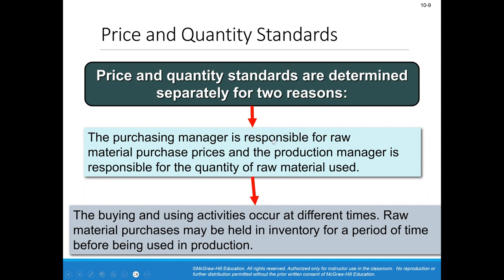And we separate these for 2 reasons. One is because of the responsibility. The purchasing manager is the one responsible for getting all of the parts. And so they go and they say, well, we're going to need 10,000 tires. So they go out and they source 10,000 tires and however many steering wheels, etc. And the buying and using activities occur at different times.